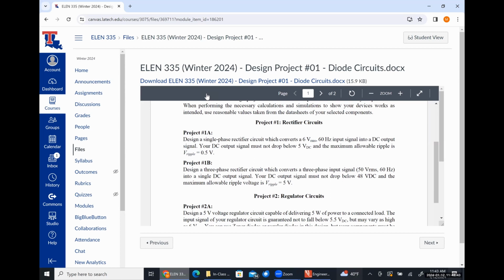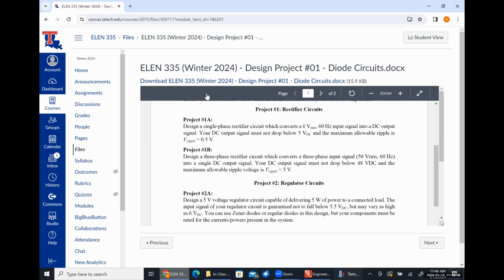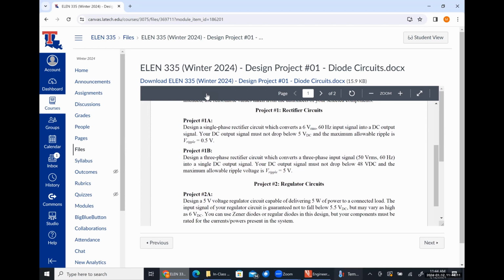Either you design a single phase rectifier circuit that takes your 6 volt, 60 hertz input signal and converts it into a 5 volt DC signal with a ripple of half a volt, or you do this one where it's a 3-phase input signal, converting it down into a 48 volt DC signal. I should have subscripted that. I'll fix that later. So the first project is a rectifier circuit. Choose your own adventure, whether it's a single phase rectifier or a 3-phase rectifier circuit.